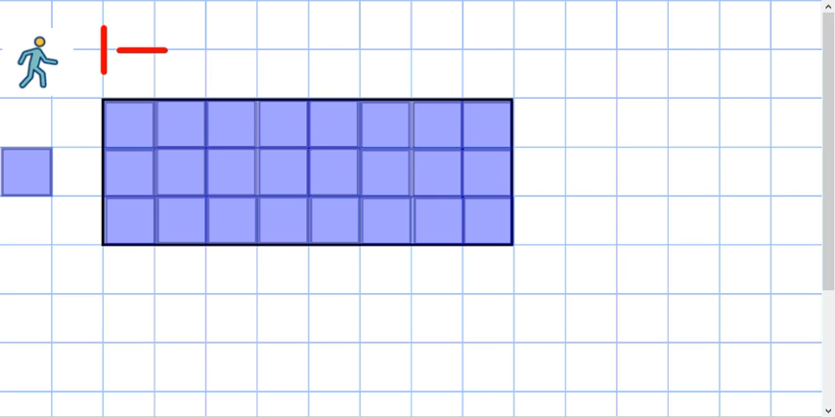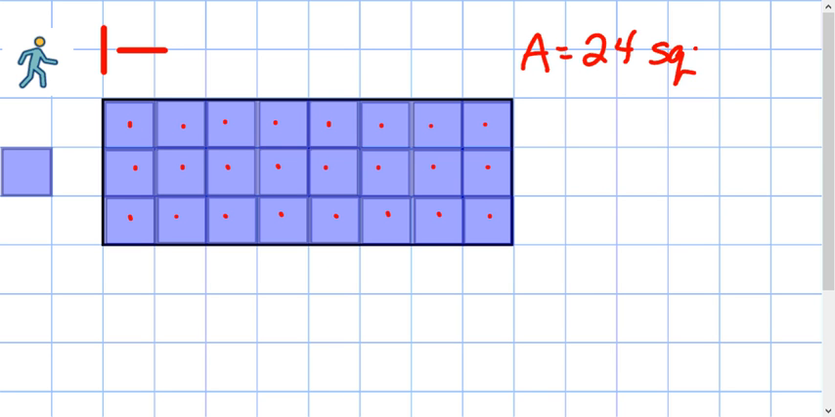And it would have taken me 1, 2, 3, 4, 5, 6, 7, 8, 9, 10, 11, 12, 13, 14, 15, 16, 17, 18, 19, 20, 21, 22, 23, 24. So I could just count how many full squares there are. So my area is 24 square units.